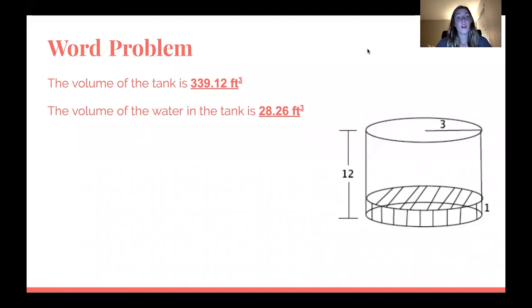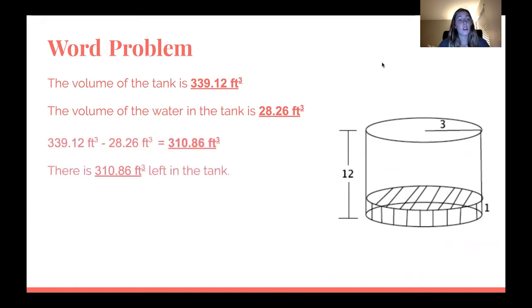The volume of the water in the tank is 28.26 feet cubed. So we have what the big tank is overall, the volume, and how much is already filling it up. So the thing we're going to do is subtract 339.12 feet cubed minus the water that's in the tank. And we get 310.86 feet cubed that's still left over.